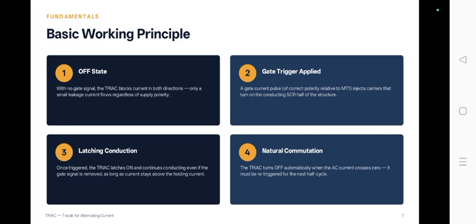Next, latching conduction. Once triggered, the TRIAC latches on in continuous conduction even if the gate signal is removed, as long as current stays above the holding current. Next, natural commutation. The TRIAC turns off automatically when the AC current crosses zero. It must be re-triggered for the next half cycle.